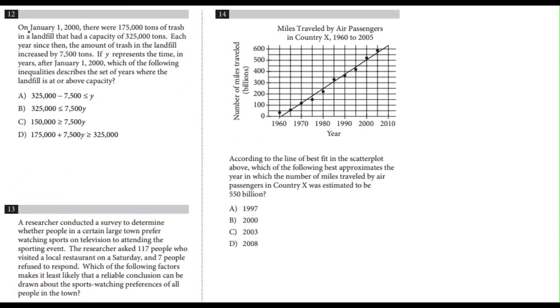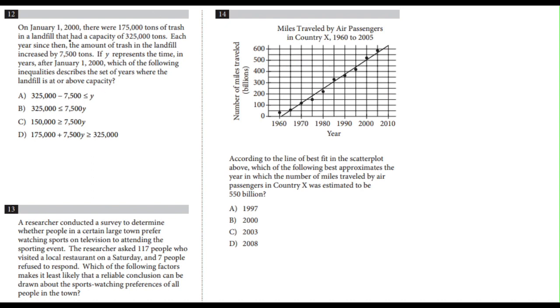Number 12. On January 1st, 2000, there were 175,000 tons of trash in a landfill that had a capacity of 325,000 tons. Each year since then, the amount of trash in the landfill increased by 7,500 tons. If y represents the time in years after January 1st, 2000, which of the following inequalities describes the set of years where the landfill is at or above capacity?